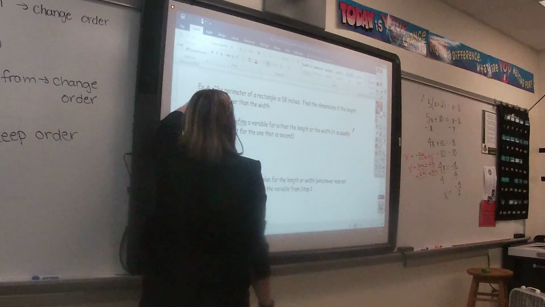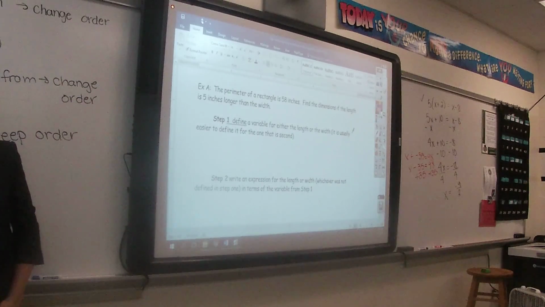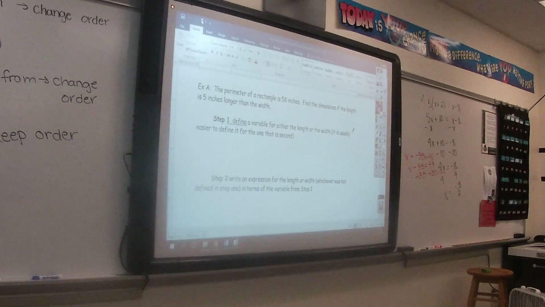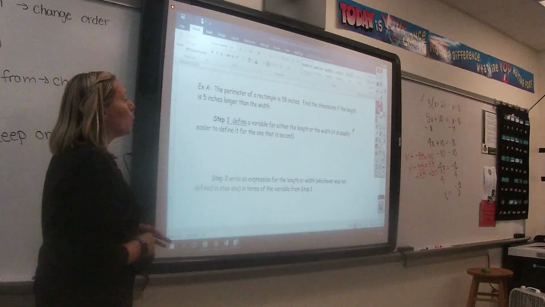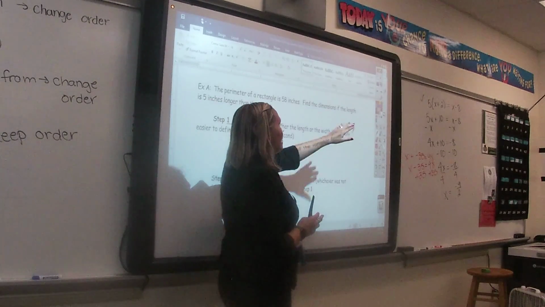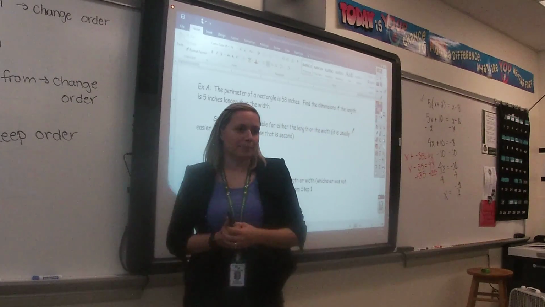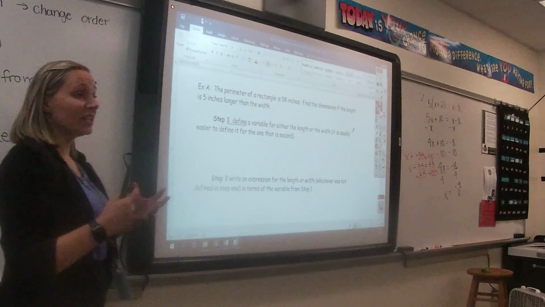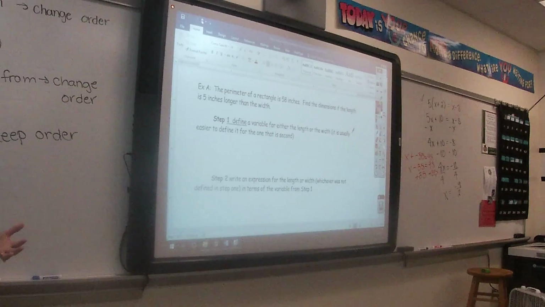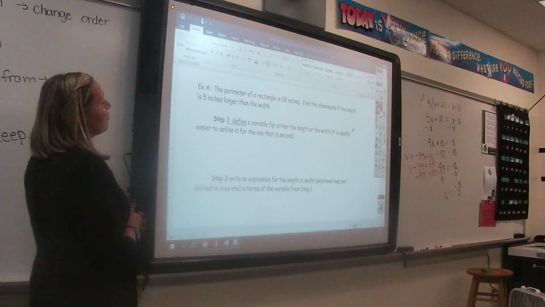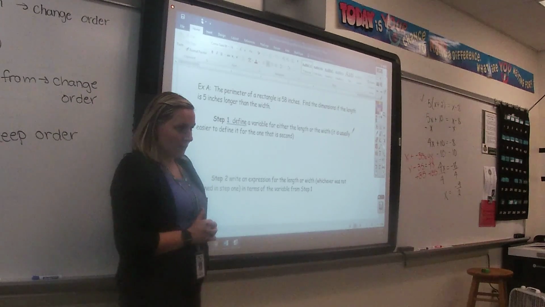The perimeter. What does the word perimeter mean? Distance around. Remember how we practiced that in our first unit and I said we would need it later? Here we go. The perimeter, the distance around a rectangle, is 58 inches. We want to find the dimensions. What does the word dimensions mean? Find the side lengths, find the length and the width. If the length is 5 inches longer than the width.